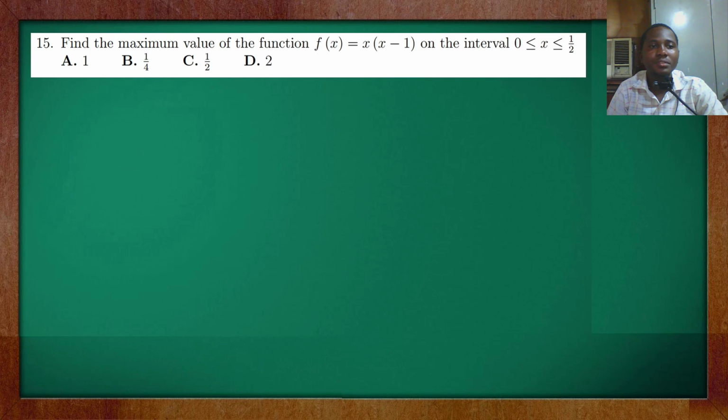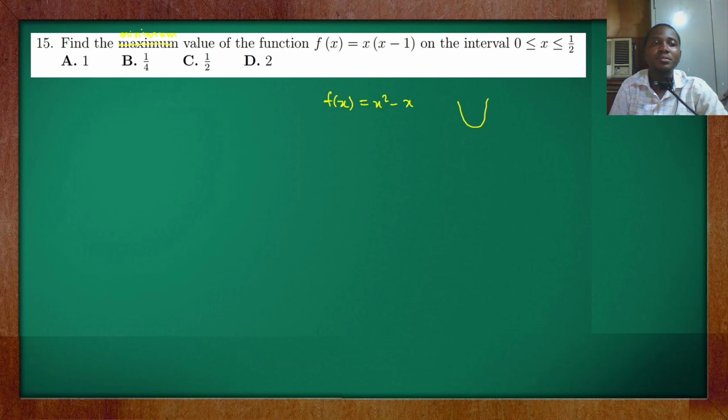In this question, they said find the maximum value of the function f of x equals x multiplied by x minus 1 on this interval. Find the maximum value. I guess this question is wrong. It should be minimum. How do I know? Because this is a quadratic equation, right? If you multiply this out, you are going to have f of x equals x squared minus x, right? And by default, I know that this quadratic equation will look like something like this. So this should be minimum. They should be talking about minimum, not maximum.